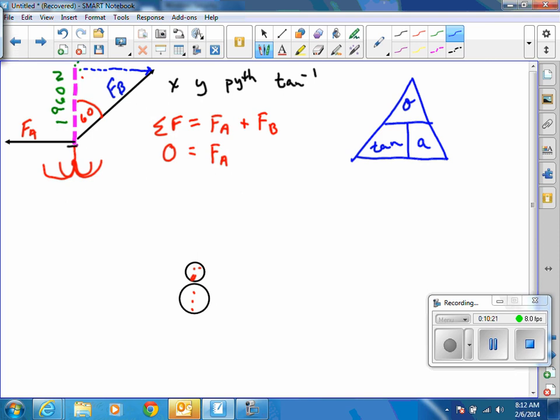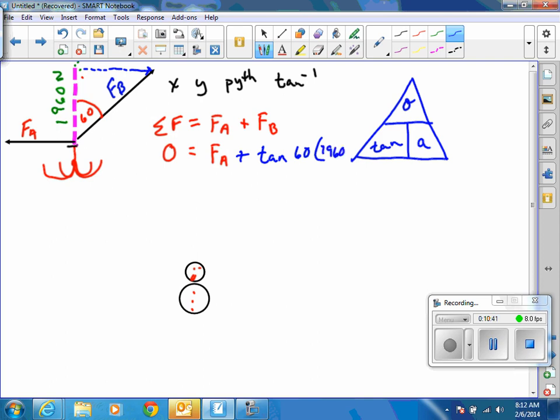So if I want to find out how much B is pulling in the x direction, I'm going to take the tangent of theta, which is 60 degrees, times the adjacent side. And what's the adjacent side? 1960. Very good.